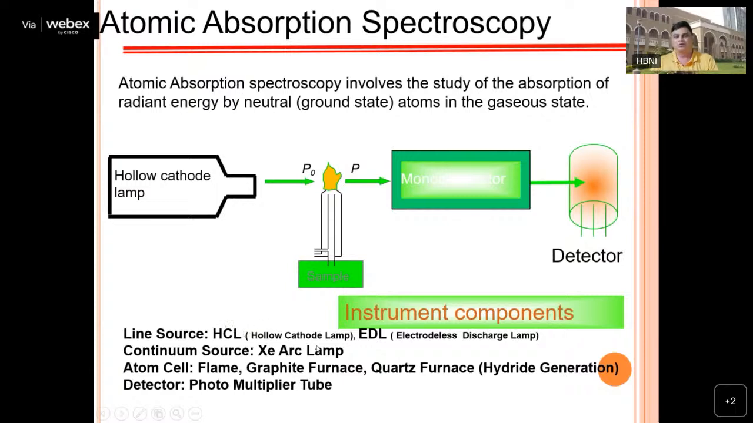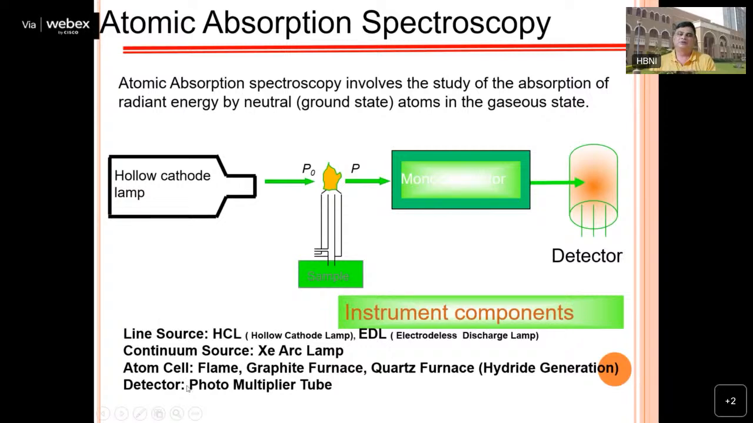Generally we call this a line source. The line source may be a hollow cathode lamp, or an electrodeless discharge lamp. And nowadays, as technology progresses, the hollow cathode lamp has been replaced by a continuum source, the xenon arc lamp. The xenon arc lamp can emit wavelengths from 200 to 800 nanometers, and depending on what you are analyzing, you can take the help of a monochromator. All this instrumentation will take care, and then you can get your analysis.